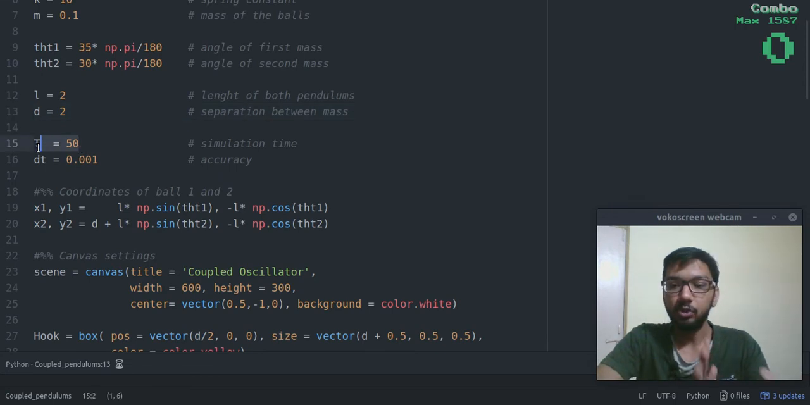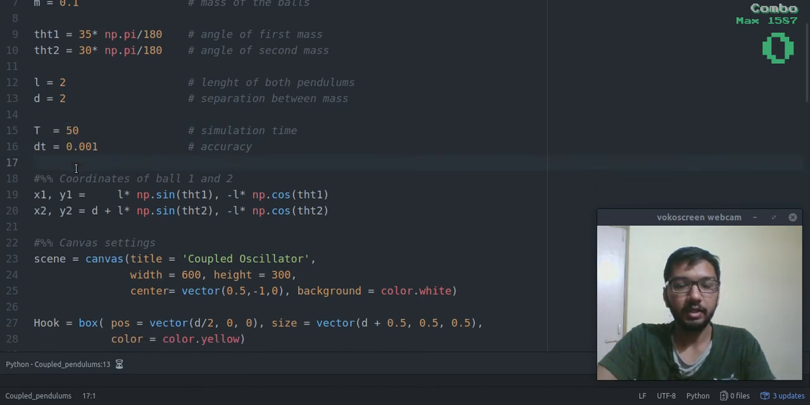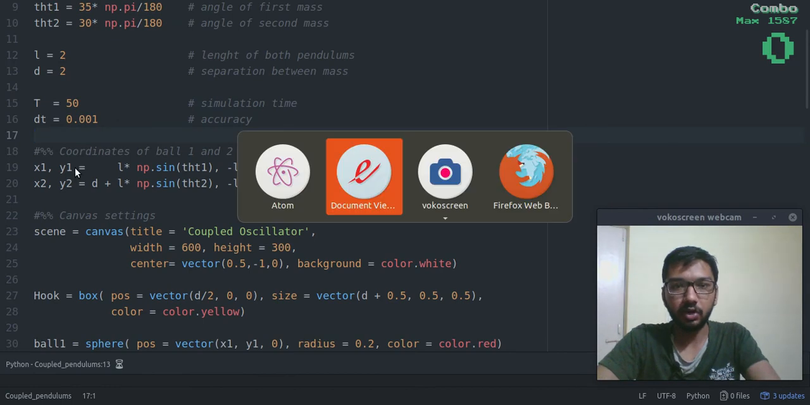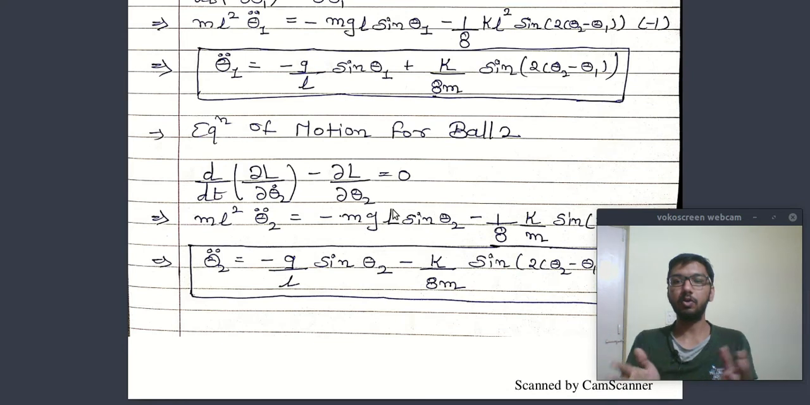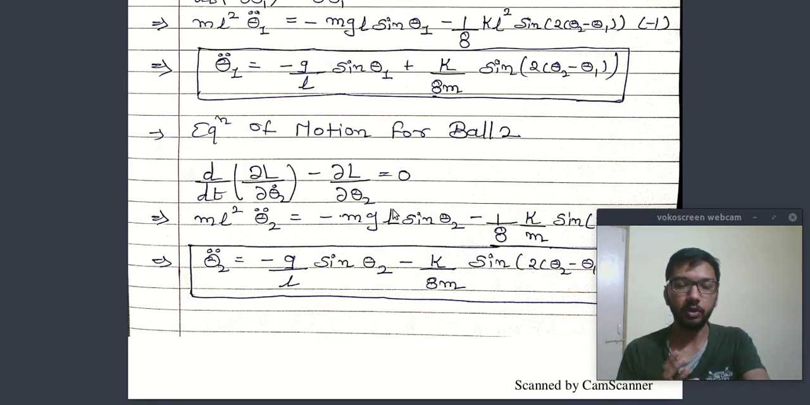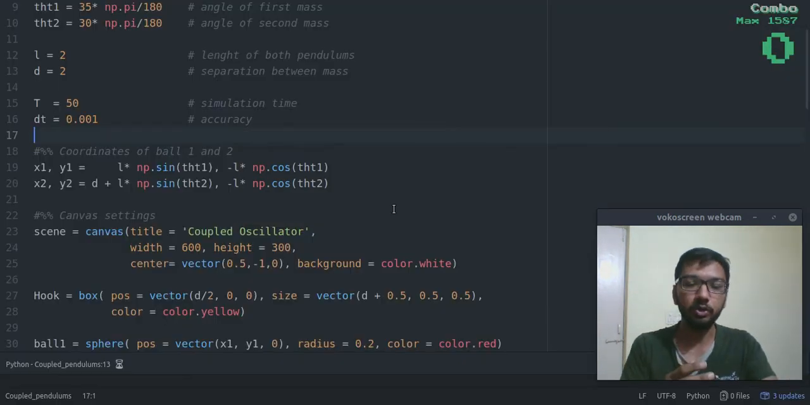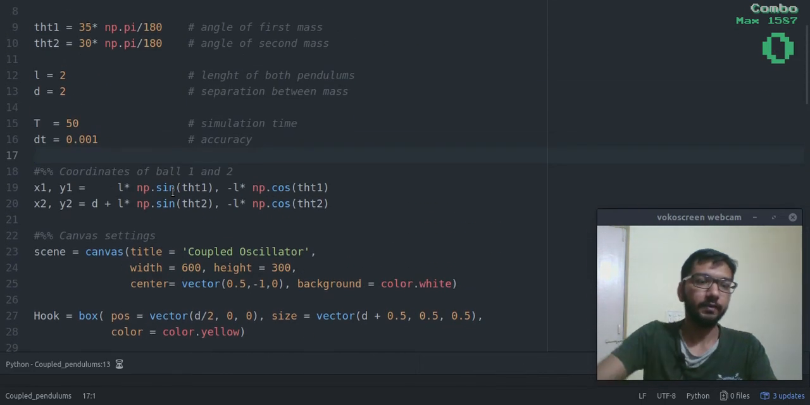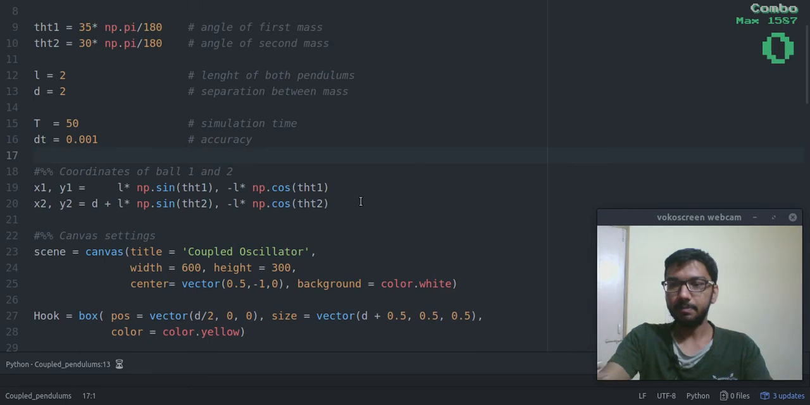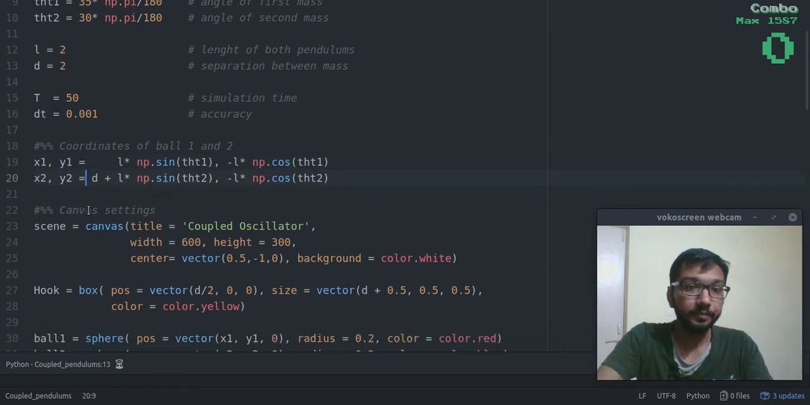Now comes the simulation part. This t is the simulation time, this dt is the accuracy. Obviously we cannot solve these two equations analytically, so we have to go for numerical methods. In this video I am going to use the Euler-Cromer method. Now the second part is coordinates. So here x1 and y1, x2 and y2 are defined.